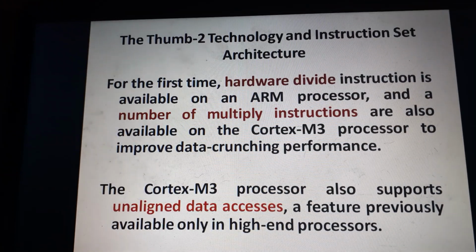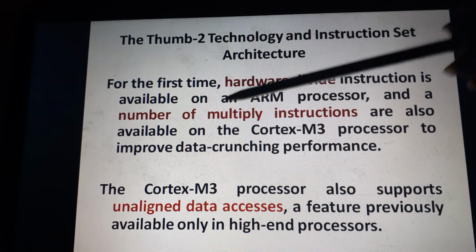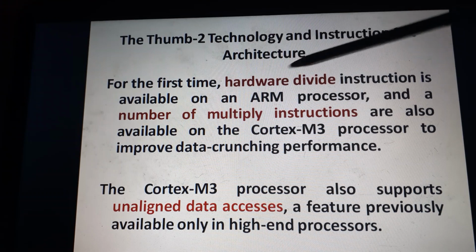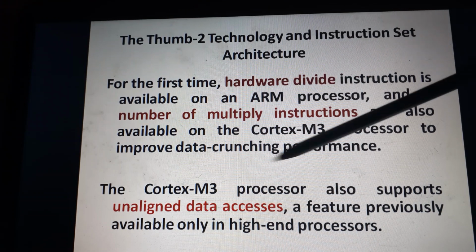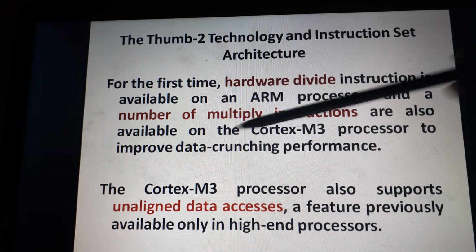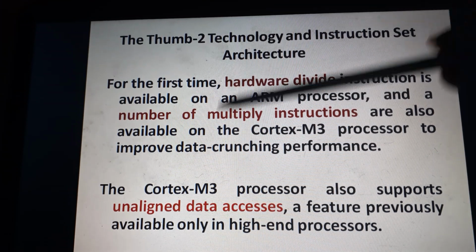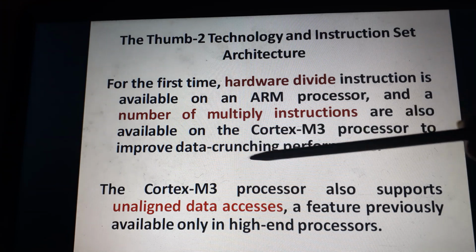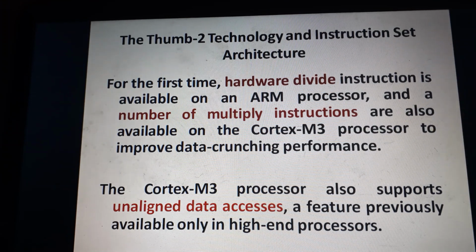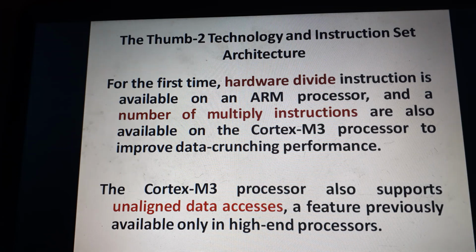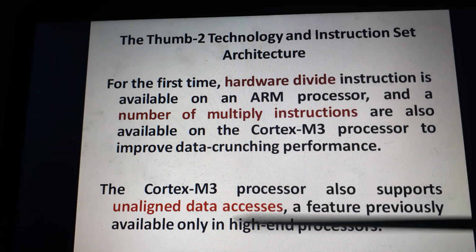For the first time, a hardware divide instruction is available on an ARM processor. In the Cortex-M3 processor, a hardware divide instruction is available, and a number of multiply instructions are also available. So its instruction set consists of several multiply instructions to improve data crunching performance. So this is one advantage. The Cortex-M3 processor also supports unaligned data access, a feature previously available only in high-end processors.